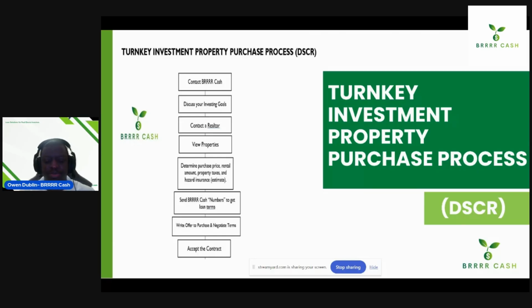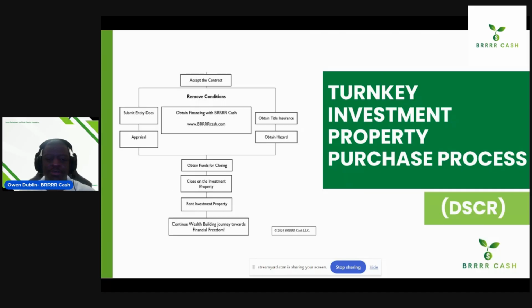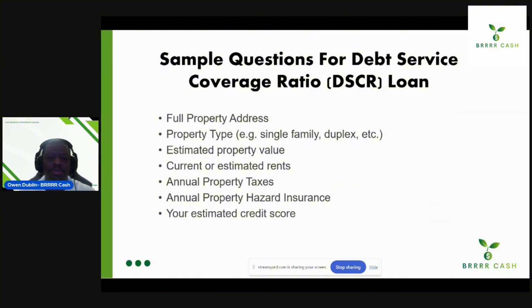And then from there, the process is the same as far as writing your offer, clearing conditions. When you purchase these properties, we prefer that they're in entities, say like an LLC. And then everything else besides that, the appraisal, title insurance will be pretty much the same. You're closing your property, you rent the investment property, and then you continue your wealth building journey towards financial freedom. So that's the high level of the process from beginning to end to buy a rental using a rental loan to buy a property.